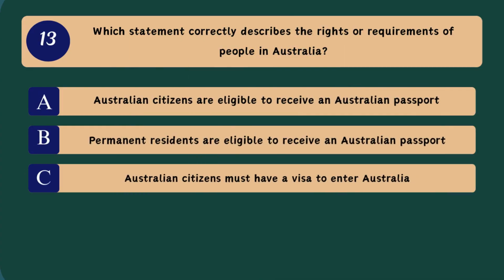Question 13. Which statement correctly describes the rights or requirements of people in Australia? A. Australian citizens are eligible to receive an Australian passport. B. Permanent residents are eligible to receive an Australian passport. C. Australian citizens must have a visa to enter Australia.